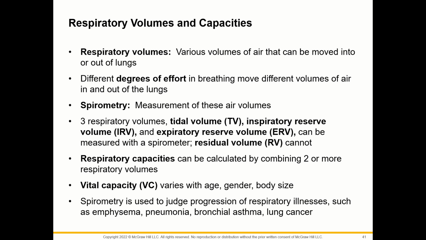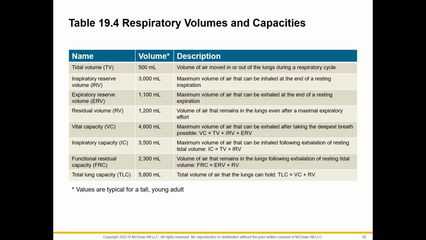So let's look at those three respiratory volumes: tidal volume, inspiratory reserve volume, and expiratory reserve volume. These can be measured with a spirometer. Residual volume cannot. Residual volume is going to be like what's left over, that dead air I was mentioning earlier. Respiratory capacities can be calculated by combining two or more respiratory volumes. Vital capacity varies with age, gender, and body size, and the spirometry is used to judge progression of respiratory illnesses such as emphysema, pneumonia, bronchial asthma, and lung cancer. This is a table of review for your respiratory volumes and capacities for you to take a look at.